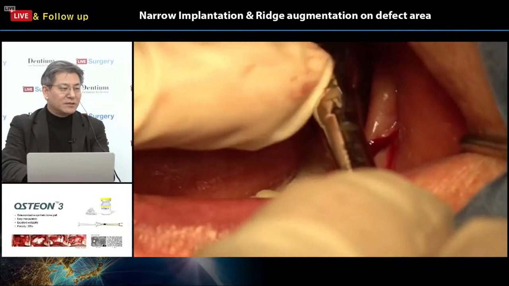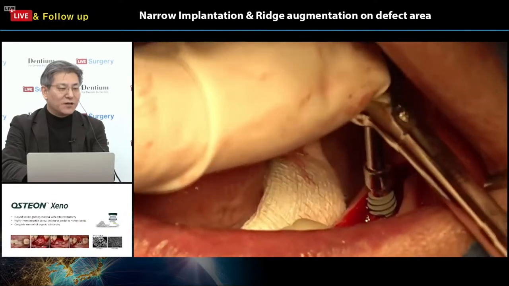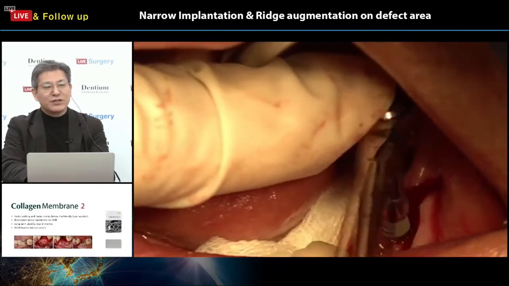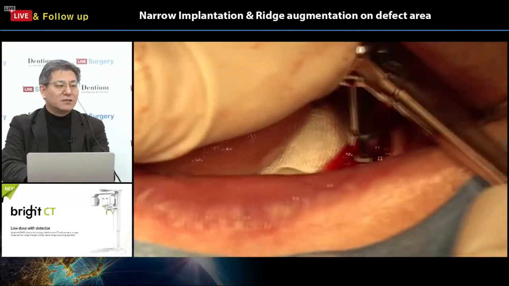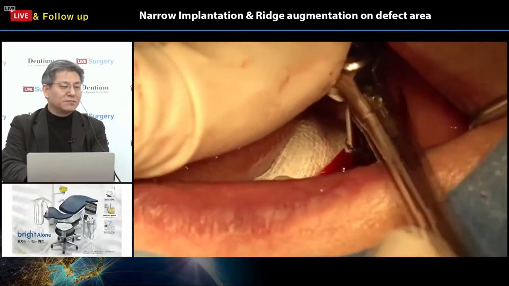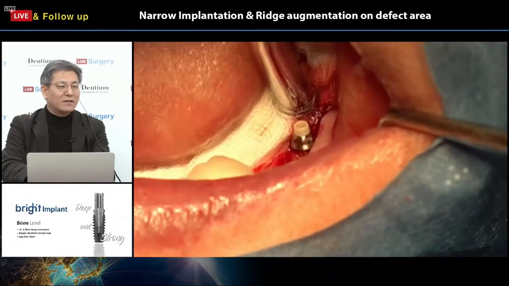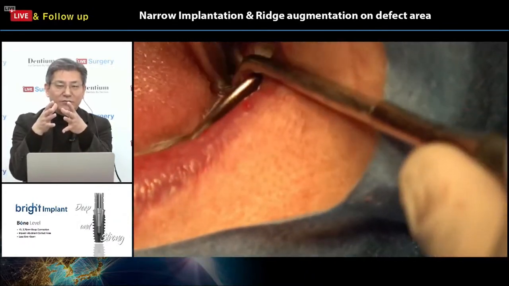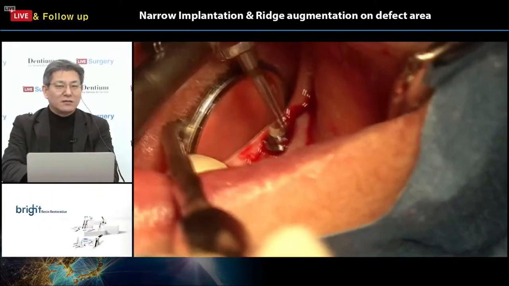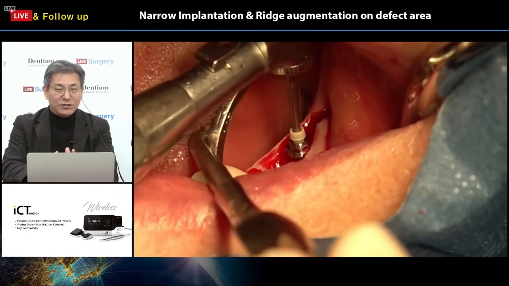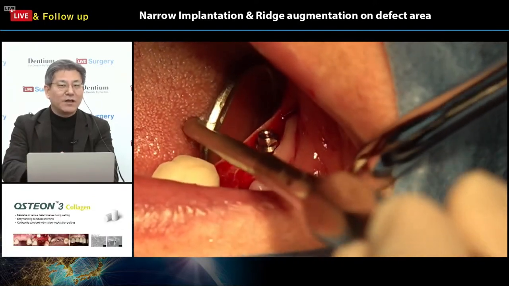Okay, after insertion, here it is connected with the hand ratchet for placement of the fixture. This fixture is 4.0, 9 millimeter, the tissue level of the Bright system. With the wider diameters, like 3.6, 4.0, 4.5 of the Bright tissue level, the gross anatomy and morphology of the fixtures is totally different compared to the Osstem and Implantium systems.